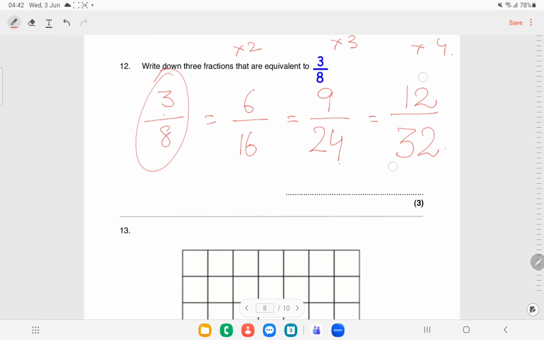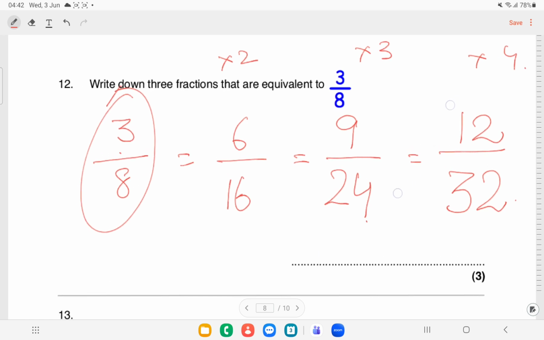I hope you got the concept how to simplify a fraction and how to get the equivalent fraction.